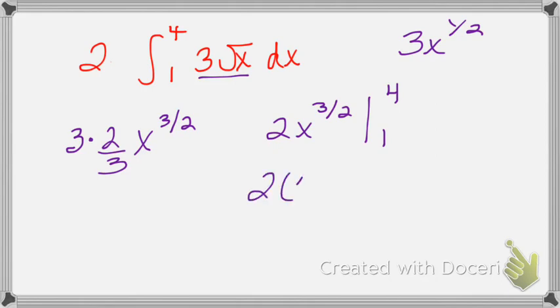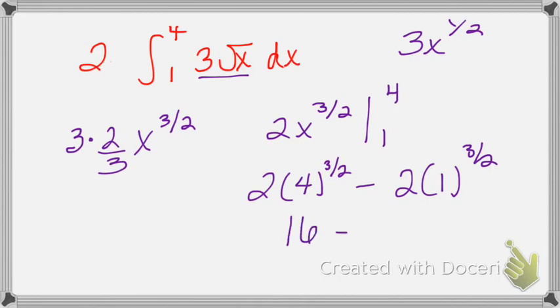So then I plug in a 4, and then I plug in a 1. 4 to the 3/2, in case you were wondering, means the square root of 4 cubed. The square root of 4 is 2, 2 cubed is 8, and then 8 times 2 is 16. When we subtract 1 to the 3/2, 1 to any power is just 1, subtract that 2, so you get 14.